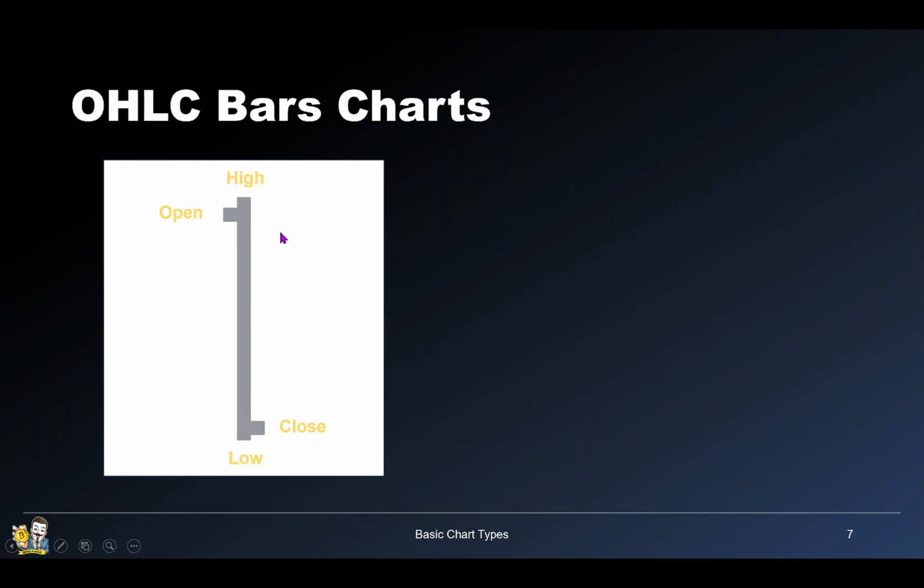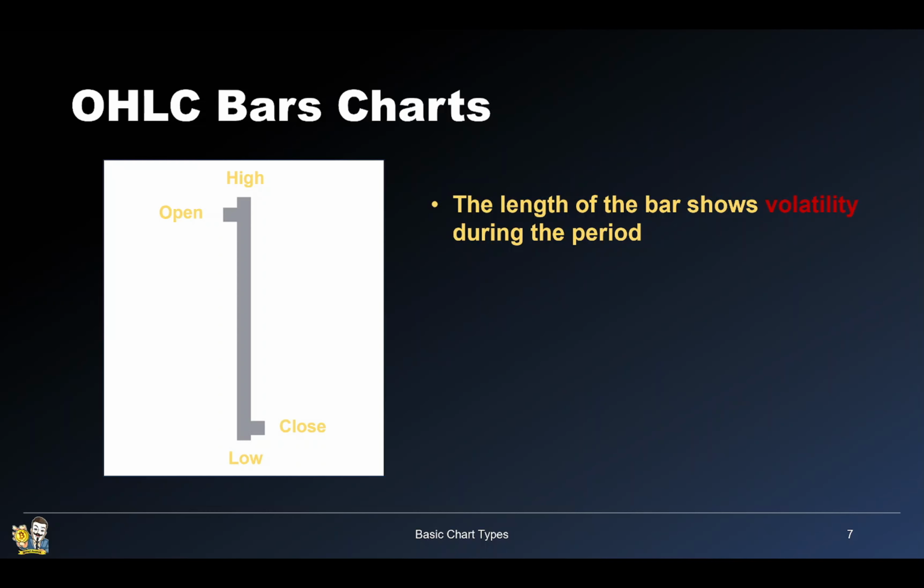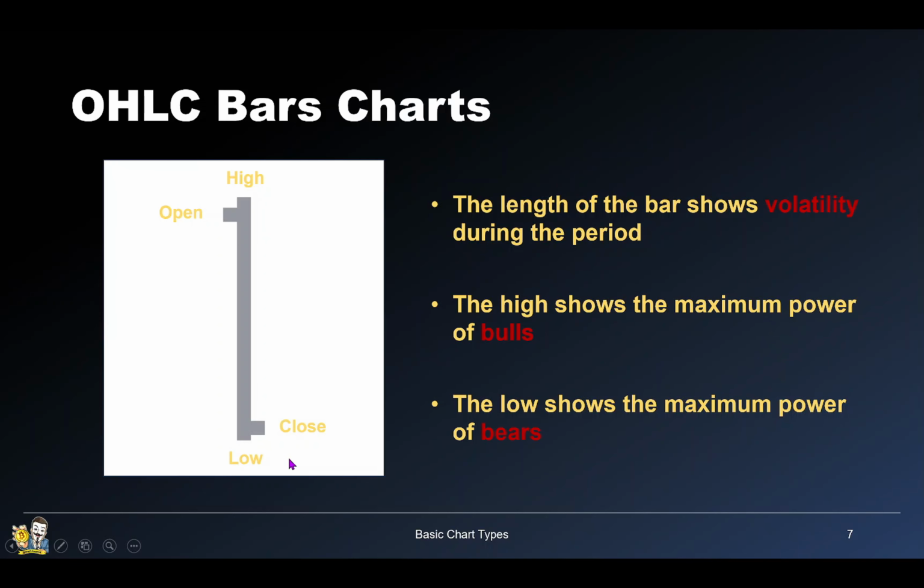The length of the bar provides crucial information that we didn't have in the line charts, which is the volatility during the open period. Now we have all the price variations during the selected time frame, rather than just the closing price. The high shows the maximum power of buyers, and the low shows the maximum power of sellers.